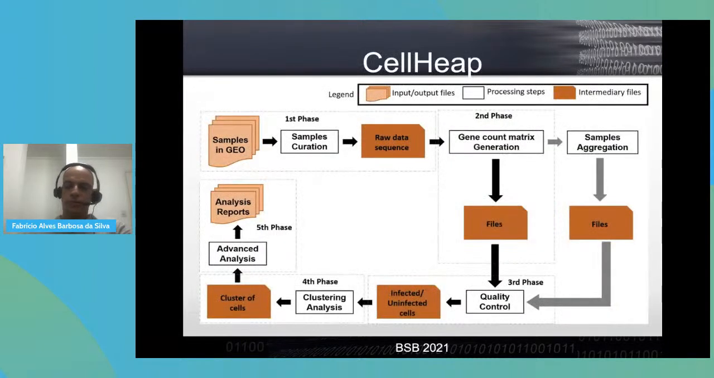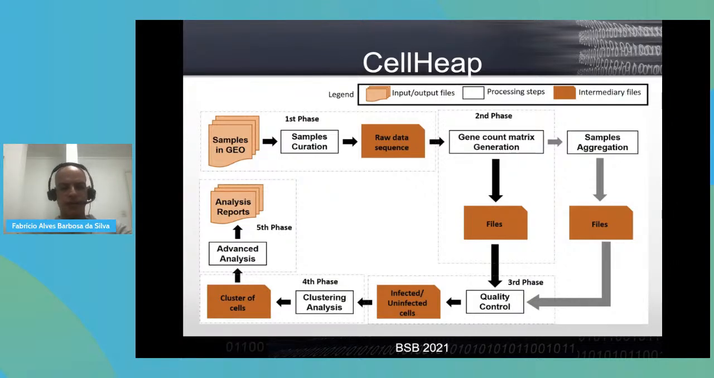Okay, so what is CellHeap? CellHeap is a pipeline that's composed of 5 phases. The first phase is sample selection and downloading. The second phase is read mapping and expression quantification. The third phase is quality control. In this phase, we eliminate non-viable cells, and we also separate infected and non-infected cells.